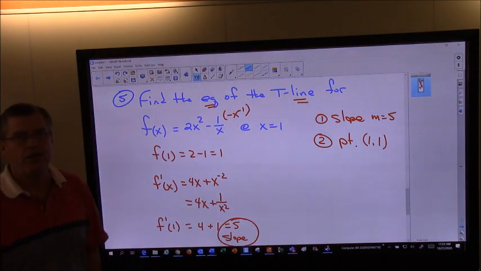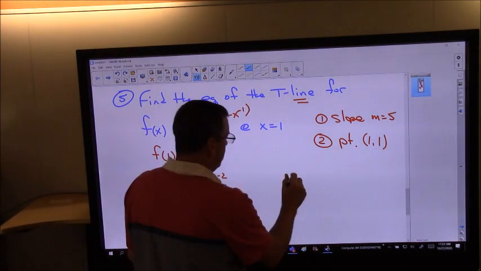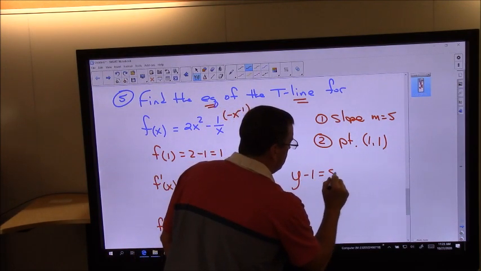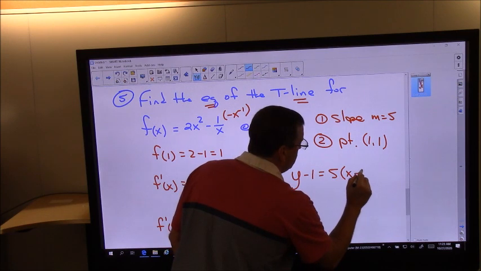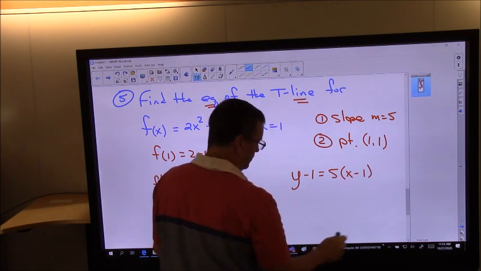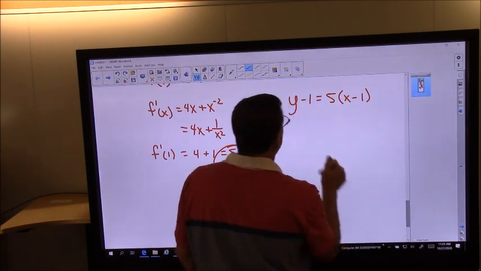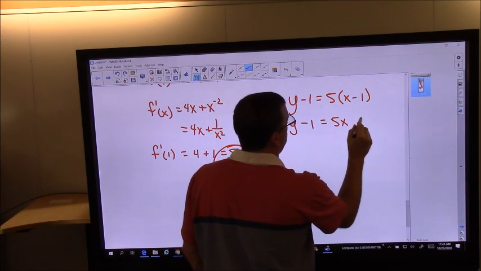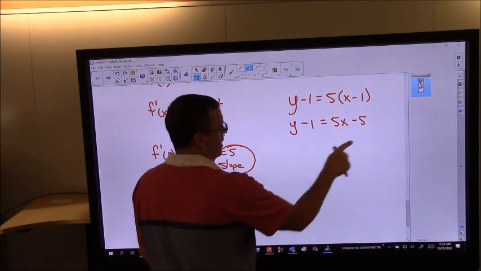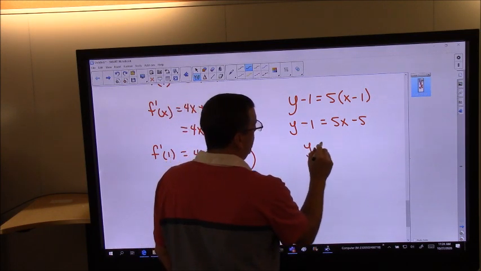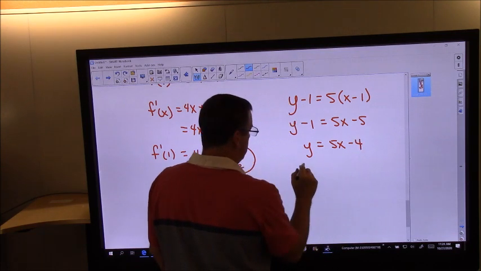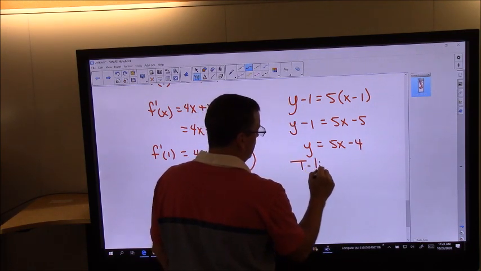Now I just got to write the equation of a line. So I've got y minus the y value equals the slope times x minus the x value. And so that means y minus 1 is equal to 5x minus 5. If I add 1 to the other side, I've got y equals 5x minus 4. And there's my tangent line.